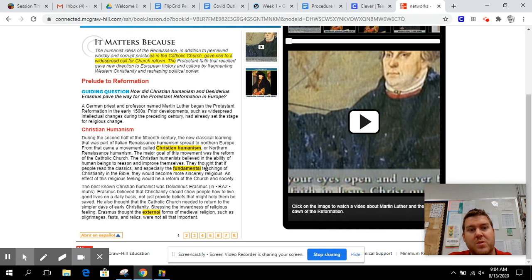So here we've got a lot of keywords. Christian humanism. You'd want to try to label it. If there's a label, it'd be like, my notes are Prelude to Reformation. And Christian humanism would be a good word. We want to find a date in there. Second half of 15th century. That's a date. And you can write about what it is. Began in the early 1500s. You can write early 1500s, Protestant Reformation began.